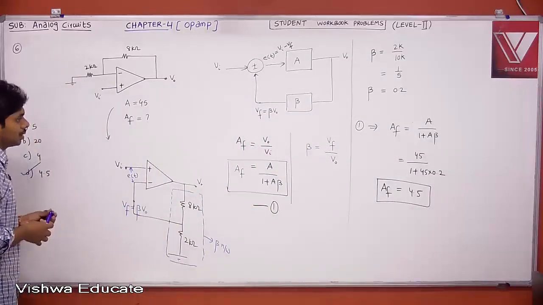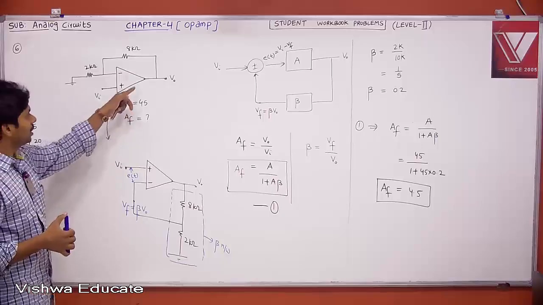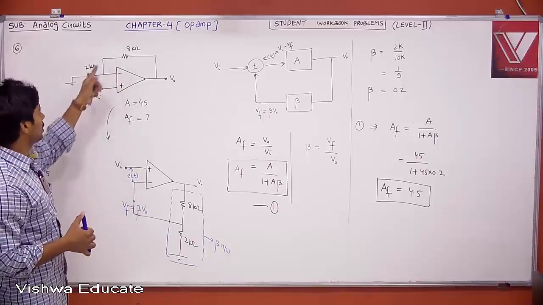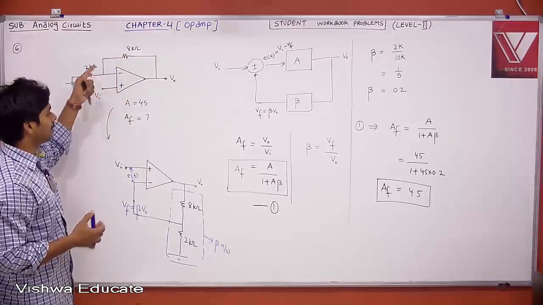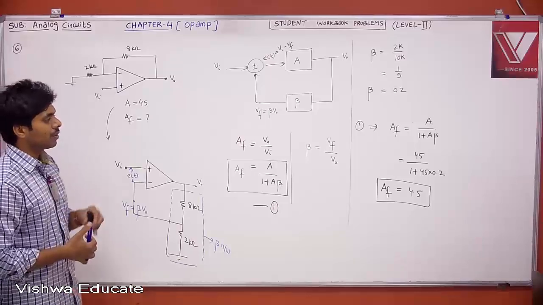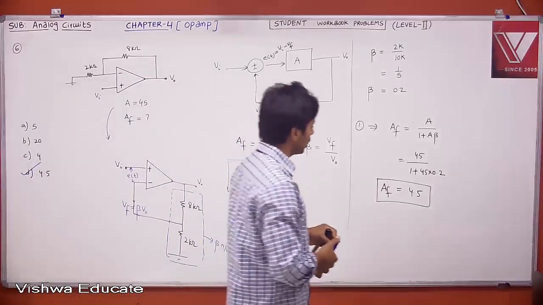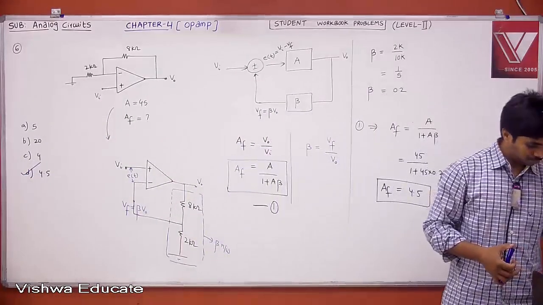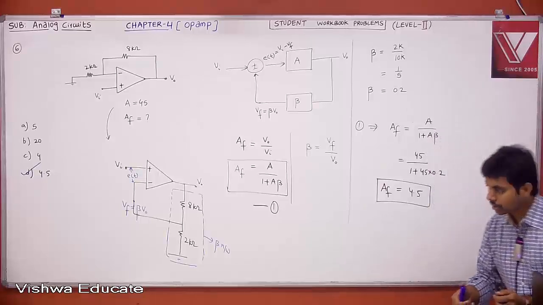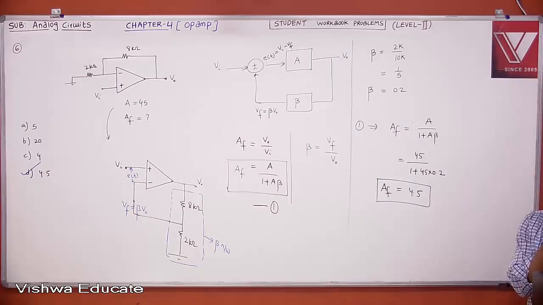Answer is D. But if open loop gain is infinity, then it is nothing but 1 plus R2 by R1, 1 plus 8k by 2k, 4. You will get 5. Instead of getting 5, now you are getting 4.5. Okay. Answer is D. You take it.